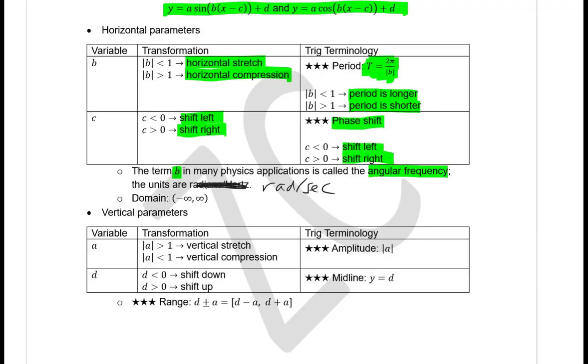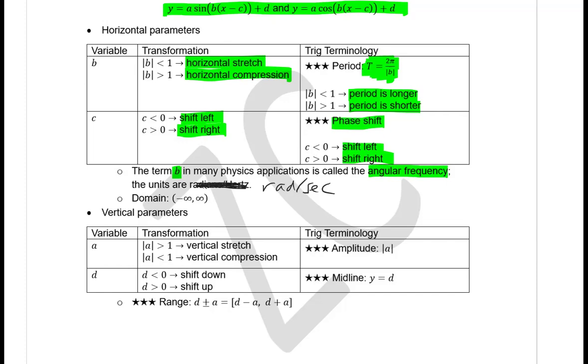And the domain doesn't change, negative infinity to infinity. No matter how you shift or stretch, compress, or even reflect, if the original domain was negative infinity to infinity, your final domain doesn't change either. Now let's talk about the vertical parameters.